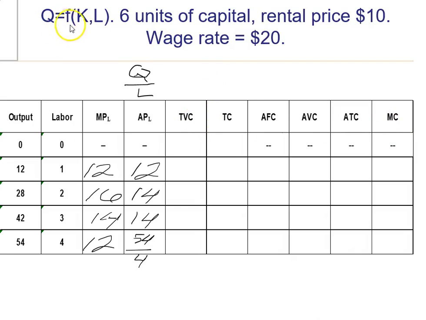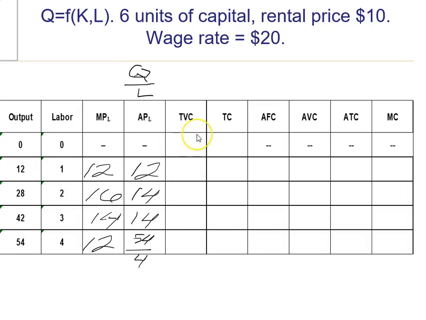You have a production function, which is output is determined based on your capital and your labor inputs. You have 6 units of capital provided. The rental price per unit of capital is $10, and the wage rate is costing you $20, you're paying each worker. So let's fill in this first column of total variable cost. My suggestion is you pause the video here and see if you can calculate this total variable cost on your own before you see the answers.